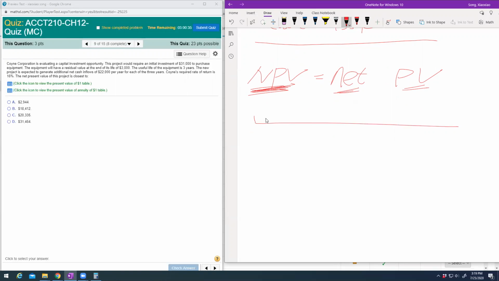Most likely I want to draw this line. So let's say you invest in this. The project would require initial investment of 31,000. So you have to spend the money. You have to spend 31,000 at the beginning of the project, right? And then the project will have a residual of 3,000. Useful life is 3 years. So T equals 1, T equals 2, T equals 3.